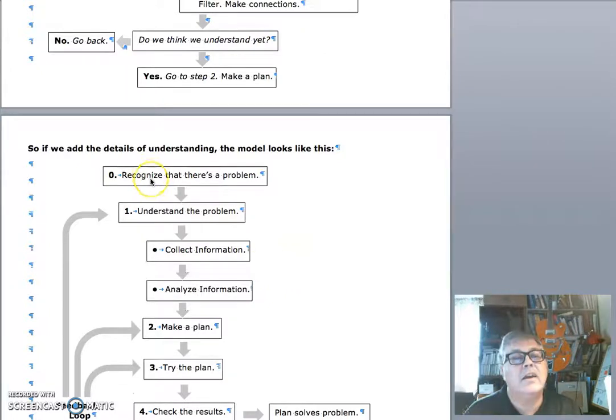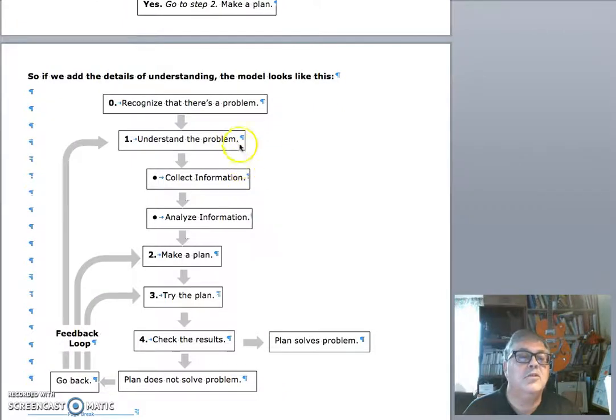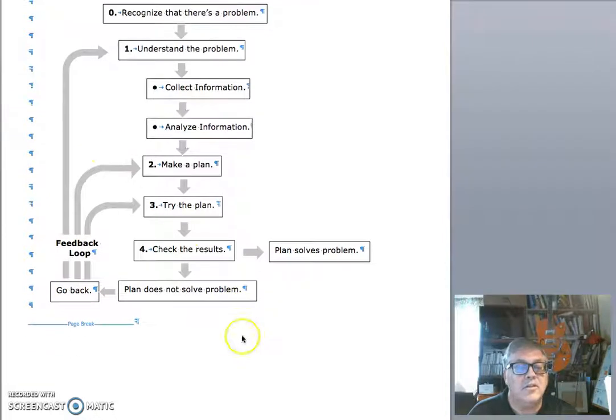So if we add the details of understanding, the model looks like this. It starts with recognizing that there's a problem. Then you try to understand the problem. How do you do that? By collecting information and by analyzing it. And then you make a plan. Once the plan is made, you can try it. And then after you try the plan, you check the results. Hopefully it works the first time, but if it doesn't, then you go back and you try other things.